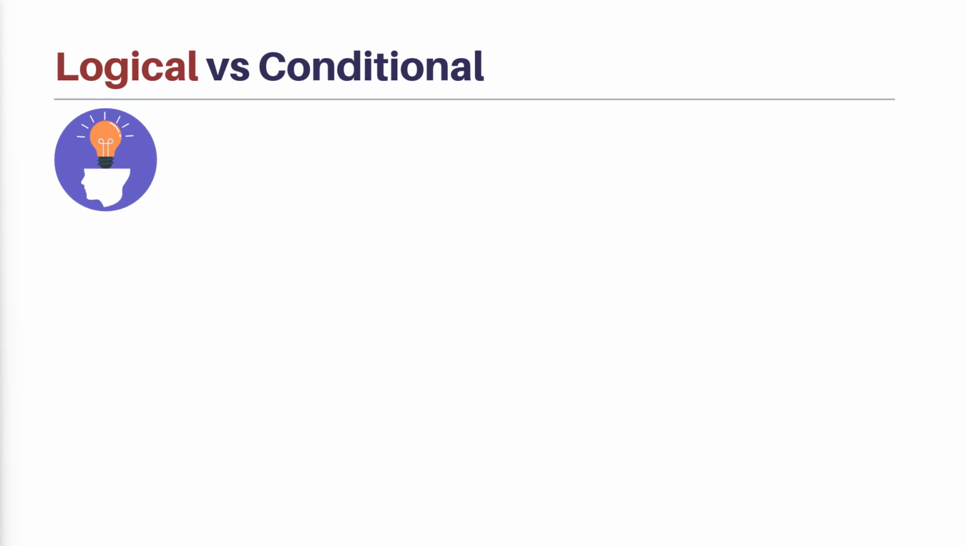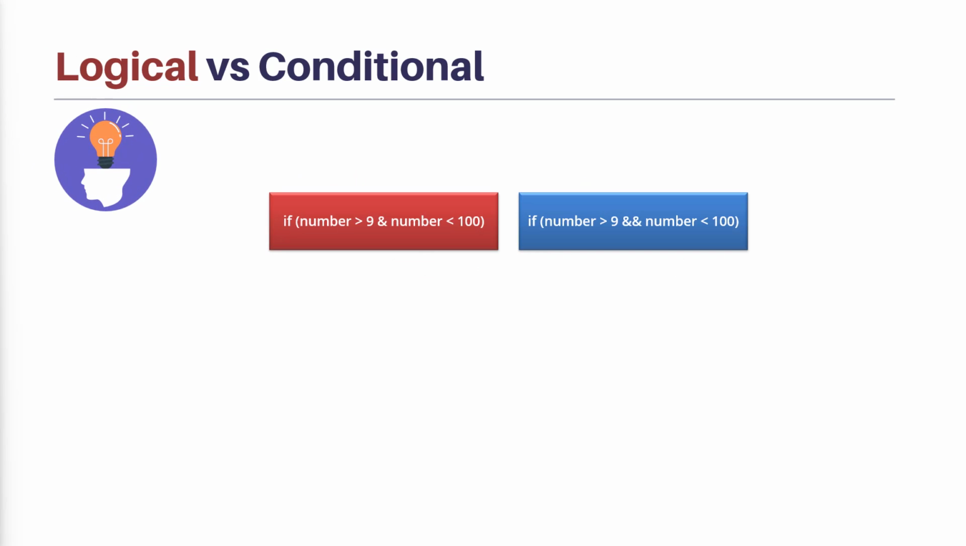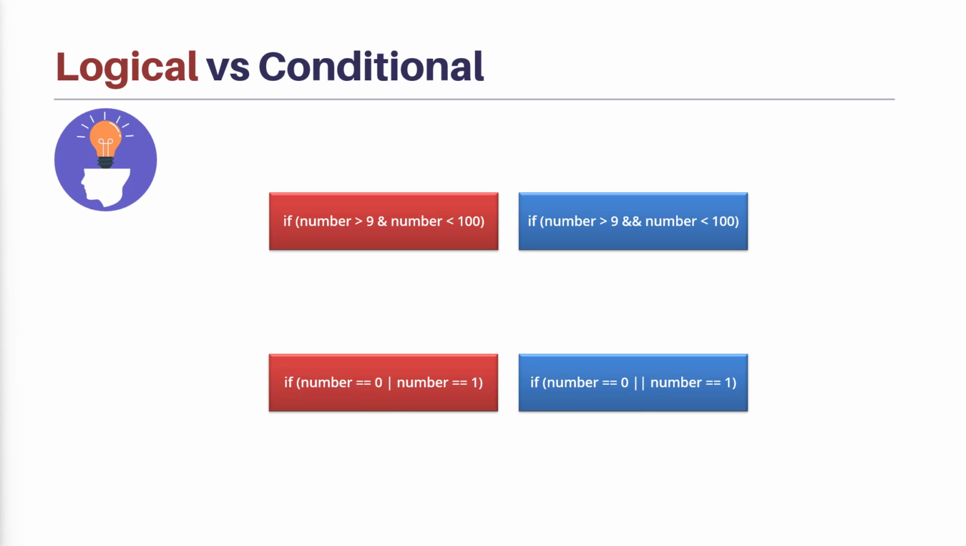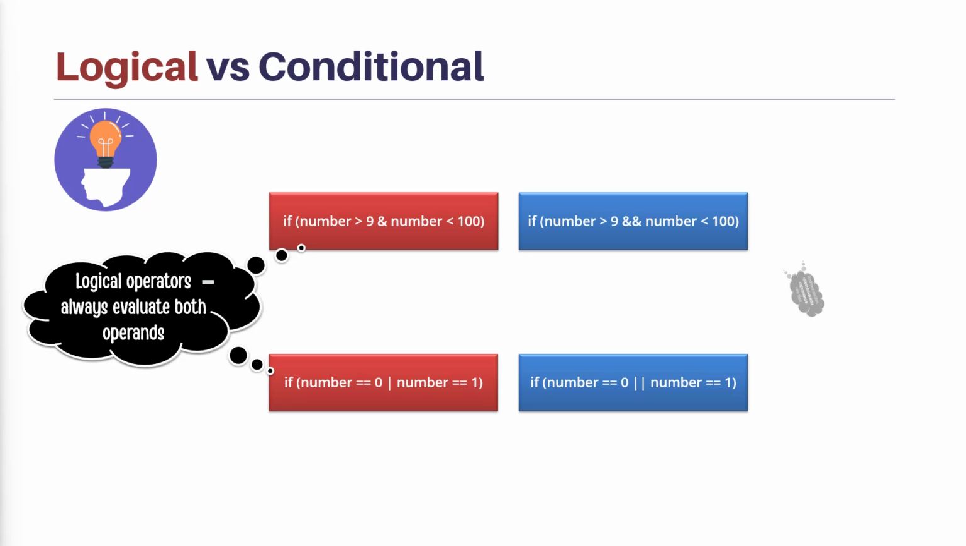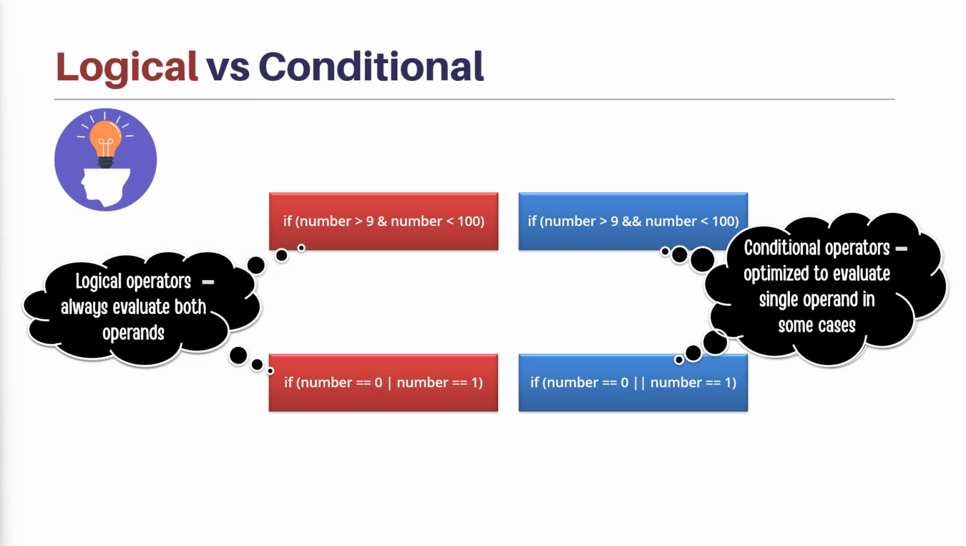Although the logical AND operator produces the same outcome as the conditional AND operator, there is one difference. The logical AND operator evaluates both operands before returning the result, while the conditional AND operator does not evaluate the right side operand if the left side operand evaluates to false. Similarly, the logical OR operator also differs from the conditional OR operator in the same aspect. The logical OR operator evaluates both operands, while the conditional OR operator may evaluate a single operand if the left operand is found to be true.